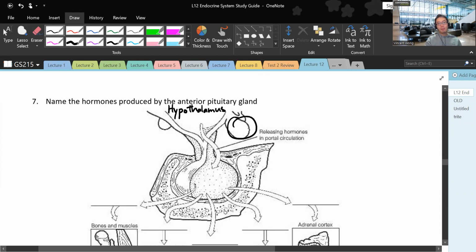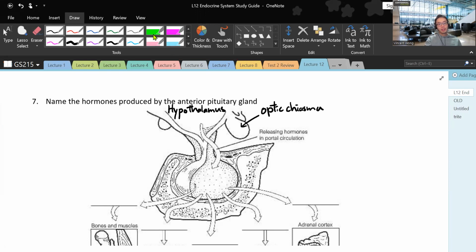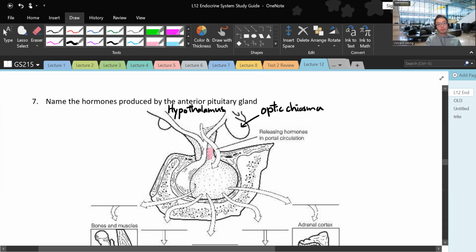Now look at this knob thing here, right? This thing, again, is the optic chiasma. If the optic chiasma, where the optic nerve crosses the middle, is to the right this time, does that make this the AP or the PP? What do you think? Is this the anterior or the posterior pituitary gland? This guy right here. What do you think?